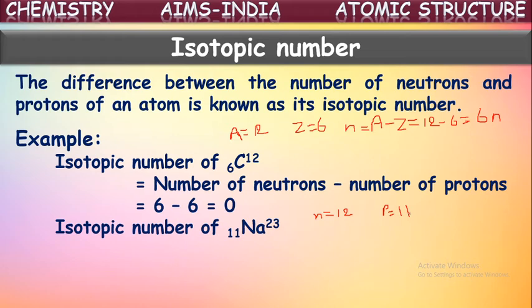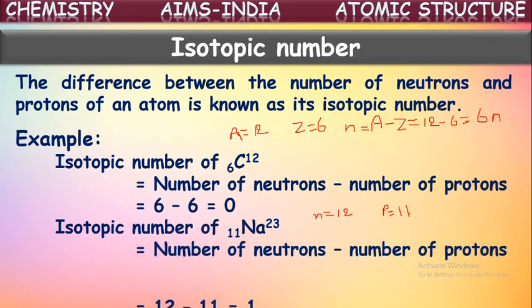Now, what is the isotopic number of sodium? It is the difference between the number of neutrons and protons. That is 12 minus 11, we get it as 1. So isotopic number of sodium is 1, whereas isotopic number of carbon is 0. So isotopic number gives the difference between the number of neutrons and protons of an atom.